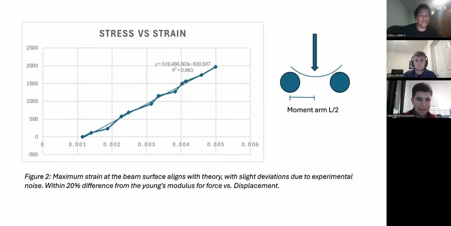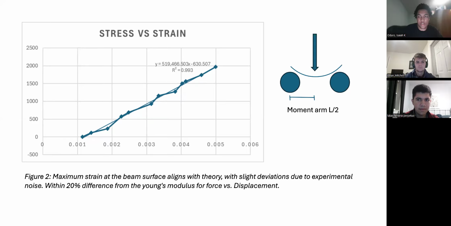Next, for stress and strain, it was a little bit more difficult to find the stress and strain compared to directly taking the force from the video. But for stress, we calculated it using the moment of the force around one of the rollers divided by the moment of inertia in order to find just the stress. And then the strain was found from the strain gauge and the voltage that we found using the equations.